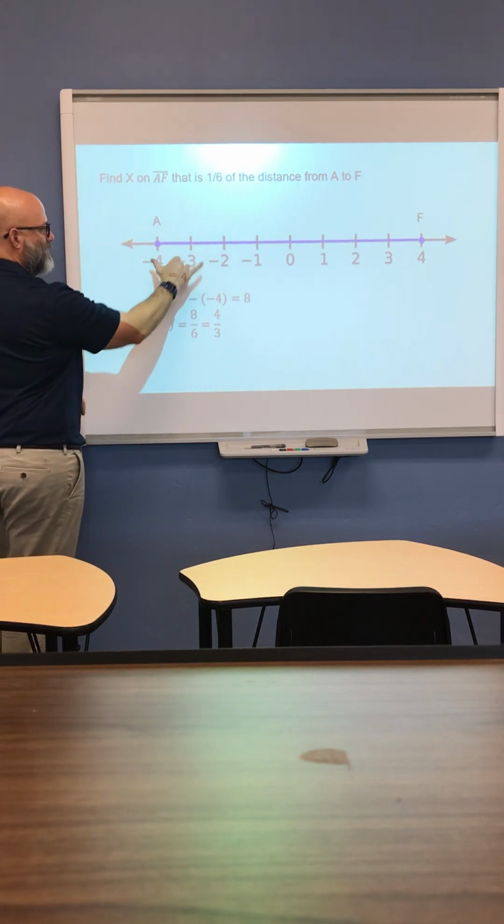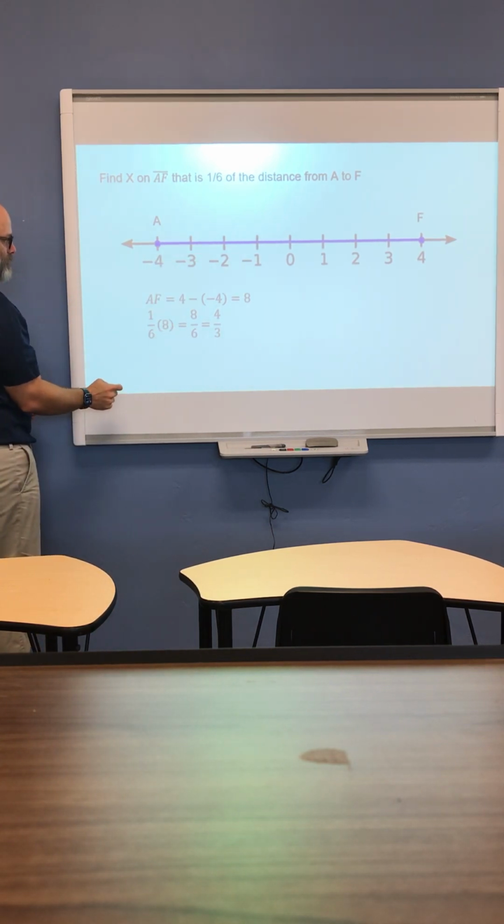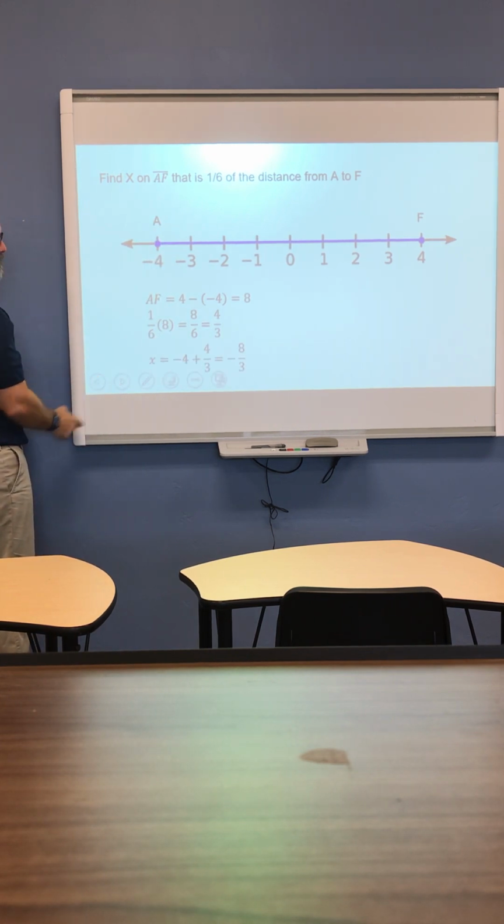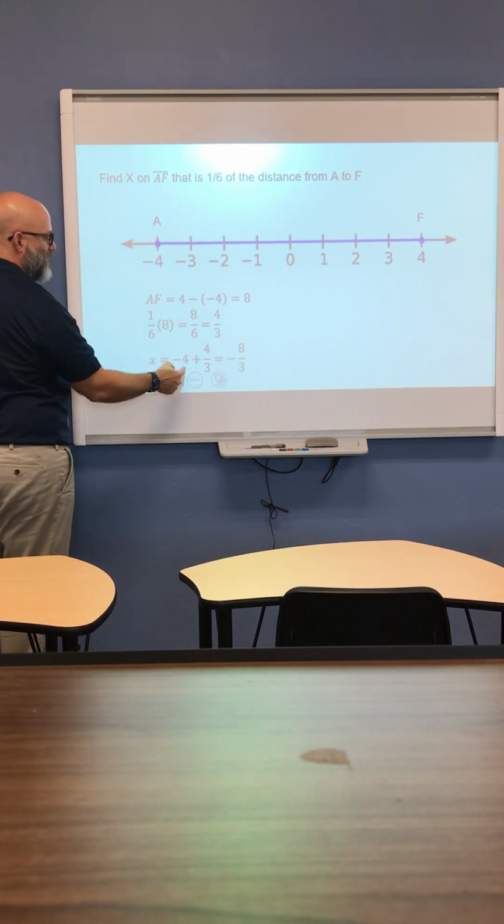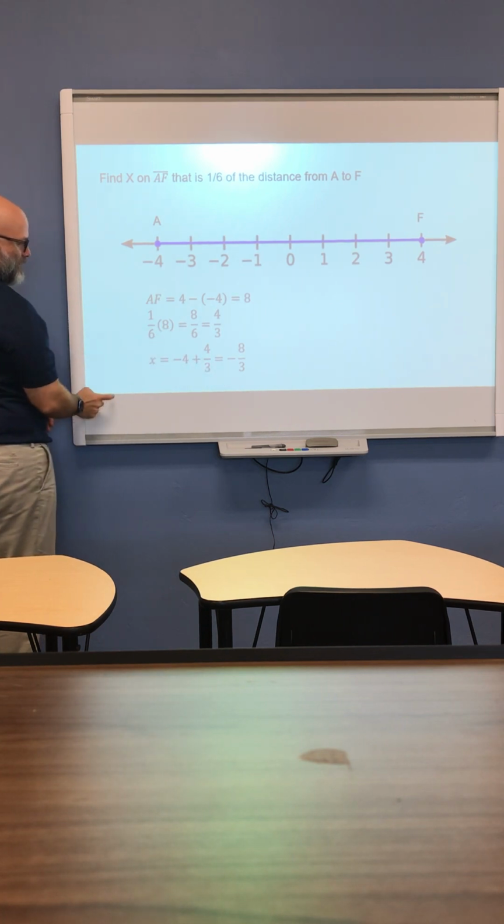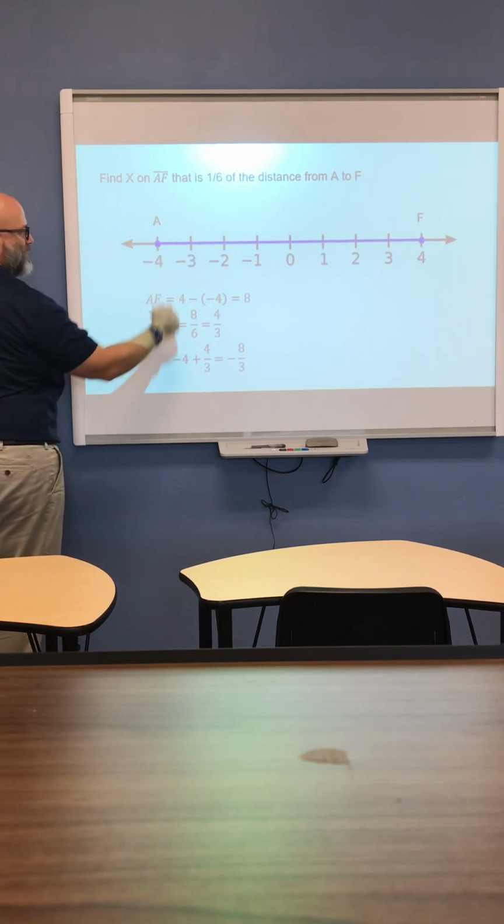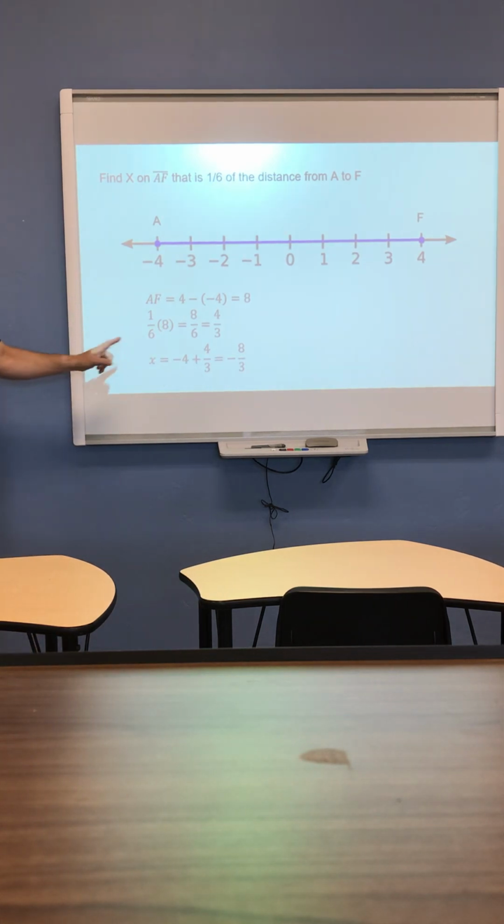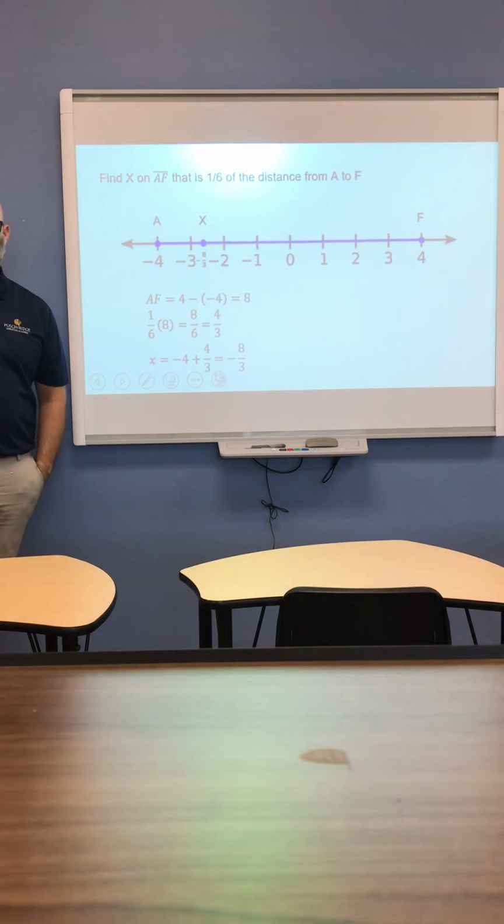I'm going to take that distance of 4/3, and I'm going to add it to my starting point, which is negative 4. Starting point, negative 4, plus distance, 4/3, gets me to this new location, which is negative 8/3, and that is the location of x. X is at negative 8/3.